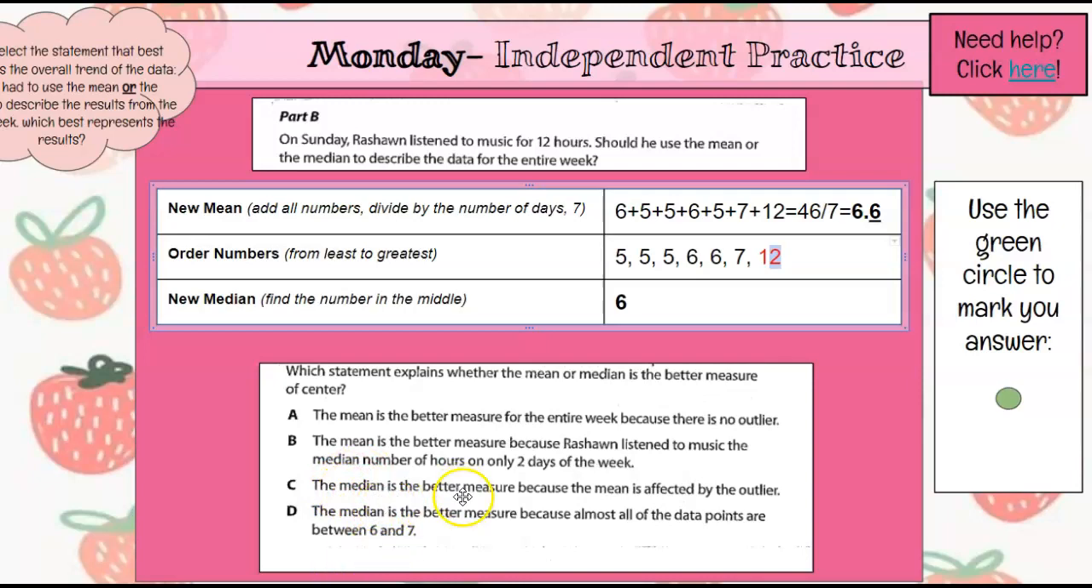Is it the better measure because the mean is affected by the outlier? Well, yeah, that's true. Because the mean is closer to the top two numbers than it is to our bottom numbers. 6.6 is closer to 7 than it is to 6. So because of this, that outlier has affected our mean. So our median is really our best option of measure of center here. And it's not because almost all of the data points are between 6 and 7. That's not true.